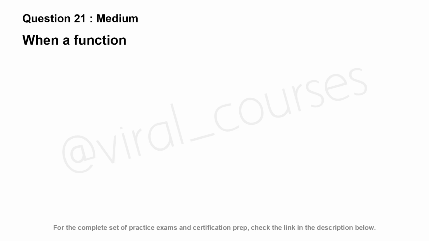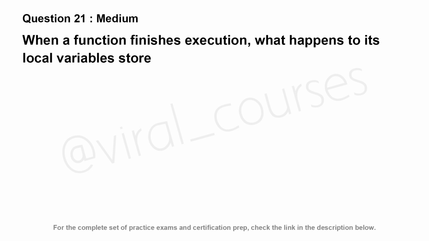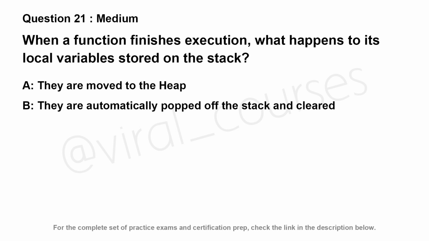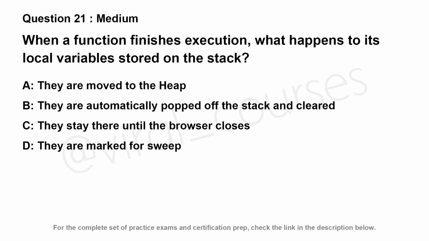When a function finishes execution, what happens to its local variables stored on the stack? Option A. They are moved to the heap. Option B. They are automatically popped off the stack and cleared. Option C. They stay there until the browser closes. Option D. They are marked for sweep.